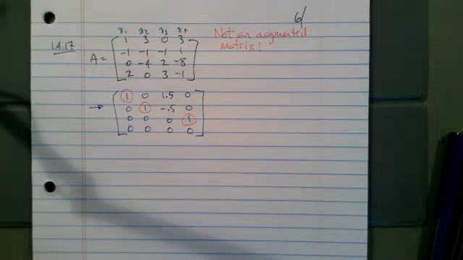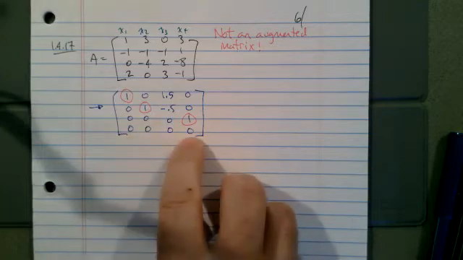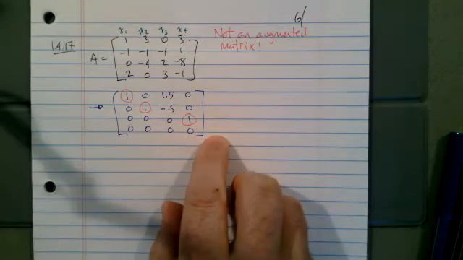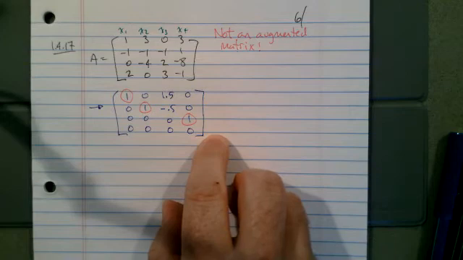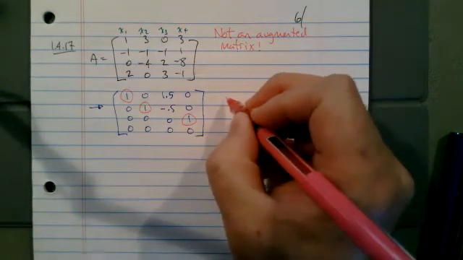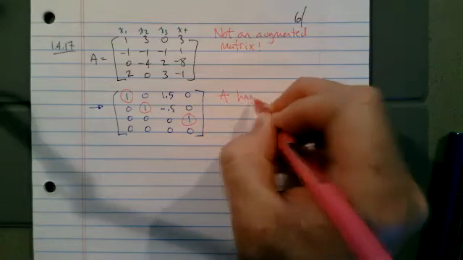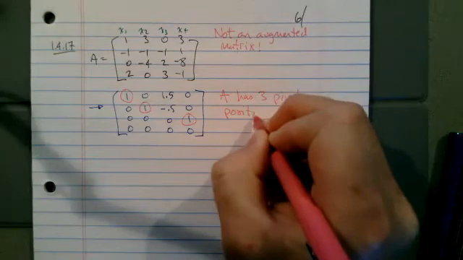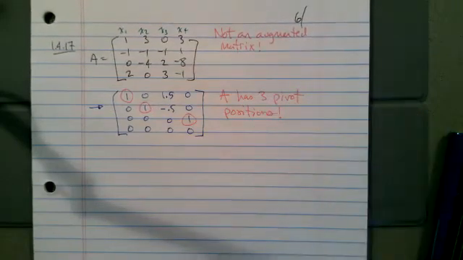The third column is not a pivot column. Any questions? What this means is that we have a row in A that does not have a pivot column. That means in an augmented matrix, it's possible that we have a pivot in the rightmost column. There are some choices of B that will drop a pivot in the rightmost column of an augmented matrix. A has 3 pivot positions. That was the first part of the question.